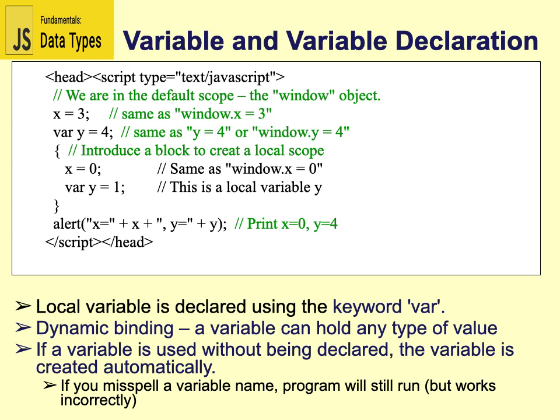Okay, so the last statement, alert, x is equal to, in double quotes, plus x plus, y is equal to, in double quotes, plus y. Plus is the concatenation operator here, so that will return the value for that particular message. So the alert message will print x is equal to 0 and y is equal to 4.